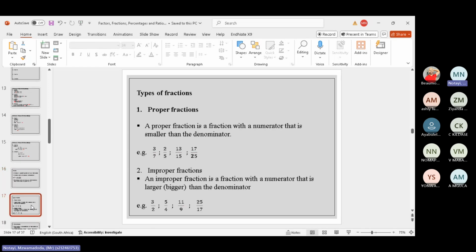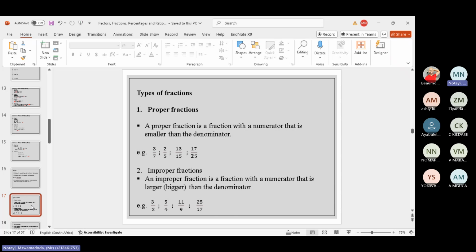So, types of fractions. The first one is a proper fraction. What is a proper fraction? A proper fraction is a fraction with a numerator that is smaller than the denominator. Examples are 3 over 7, number 2, 2 divided by 5, and the other one we have 13 divided by 15, and 17 divided by 25.